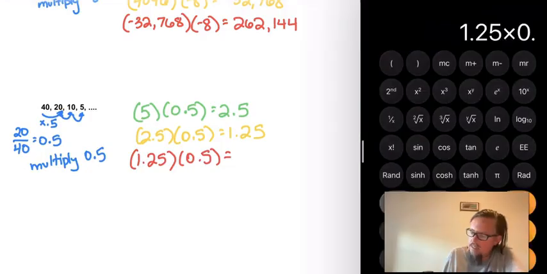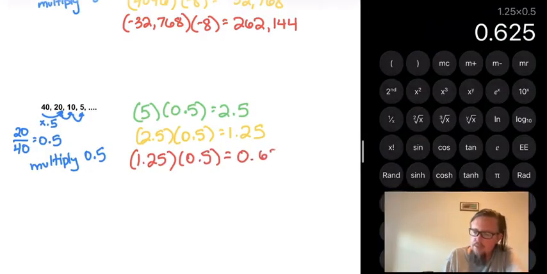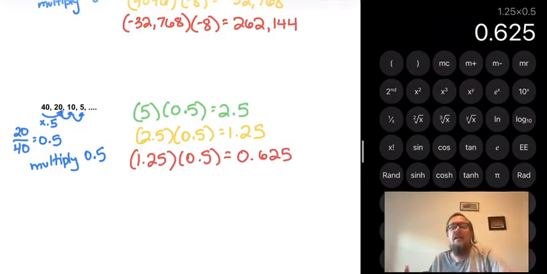And then our third and final number will be 1.25 times 0.5. And that is going to be 0.625. So the next three numbers in that sequence are 2.5, 1.25, and 0.625. So to find the next numbers in a geometric sequence, all we need to do is figure out what we are multiplying by every time, and then we take the last number and multiply it by that as many times as we need to get the number of digits the problem asks for.